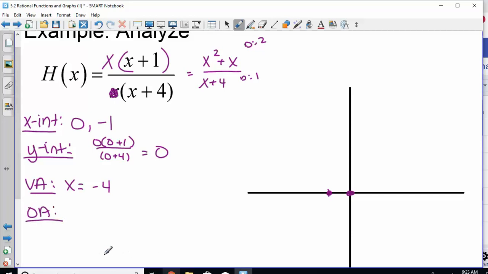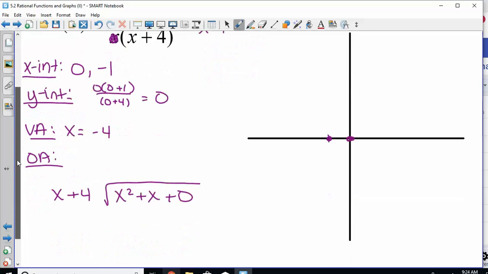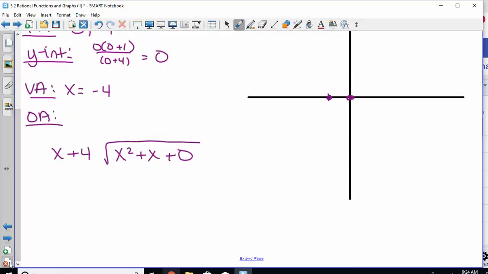We do long division. So the x plus 4 goes on the outside. X squared plus x, if you want, you could include a plus 0 on the inside. Okay. X squared divided by x. Multiply: x times x is x squared. X times 4 is 4x. Then what do we do? So x minus 4x is -3x. -3x divided by x. So our oblique is y equals x minus 3.